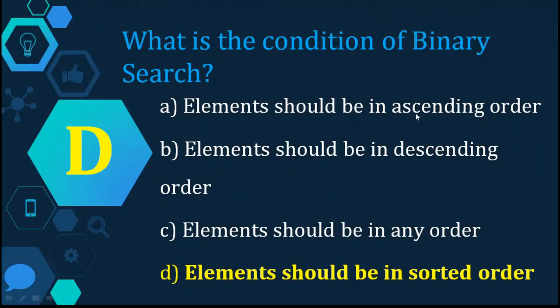What about option A, elements should be in ascending order? This can be a correct answer. Also B can be a correct answer. What about C, elements should be in any order? No. This is not at all followed in binary search, but it can be applicable in linear search, right? But why is D correct? This is more correct than A and B, because elements should be in sorted order means it can be in ascending order or it can be in descending order, right? So it signifies both the orders. So that is why D is more correct.